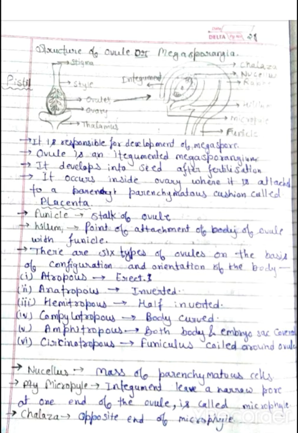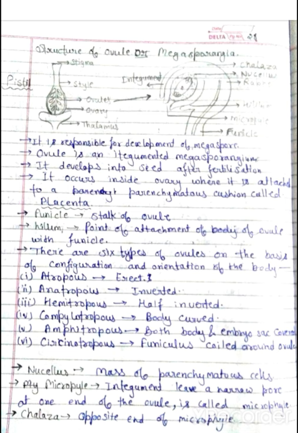Welcome back to your video lectures about your chapter 2, that is reproduction in flowering plants. So let's get started. In the last video lecture we had discussed the female reproductive organ and a little overview, and we talked about the pistil. In this video we are going to talk about the structure of ovule.